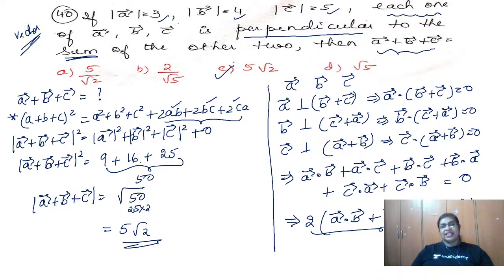Hope this idea is clear. Yes? Okay. We come to the next question. Hope the concept that each vector is perpendicular to the sum of the other two is clear to you. Yes? Okay. So coming to the next question, question number 41.